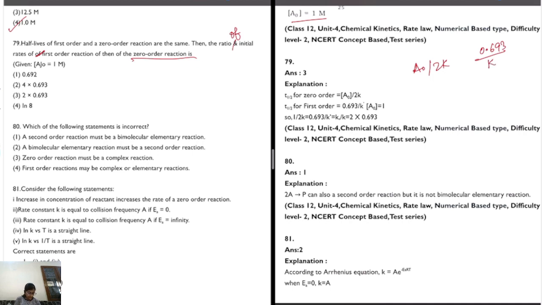A naught is given to be 1. So for the zero order reaction, it would be 1 upon 2K. Let us consider this to be K dash for the first order reaction, and this is given to be 0.693 upon K dash. Therefore, just rearranging, we have to find the ratio of first order to zero order. So K dash upon K equals 0.693 into 2. Therefore, this would be our answer, that is option 2.